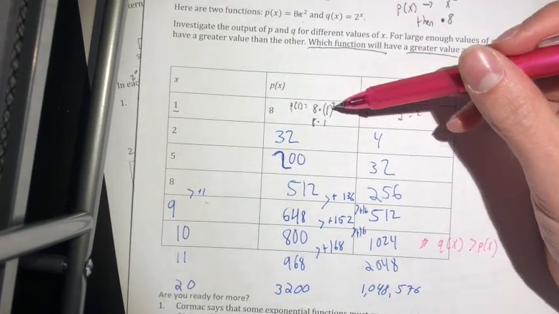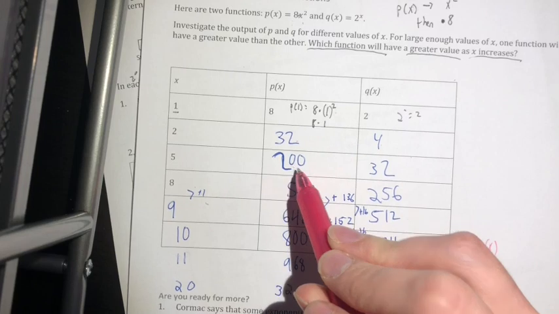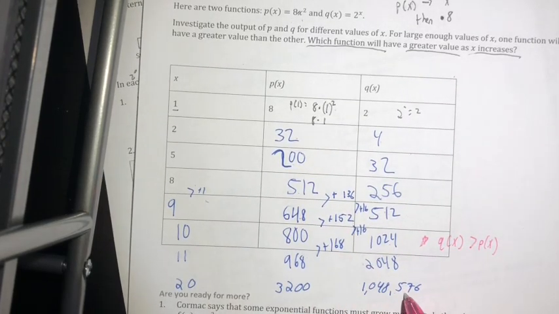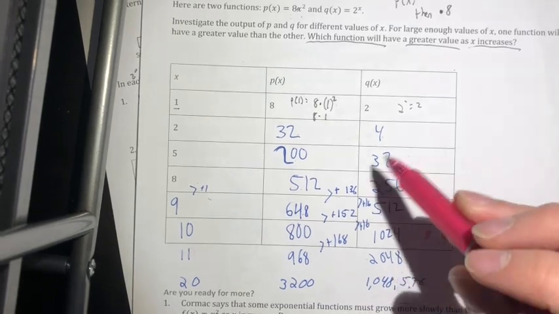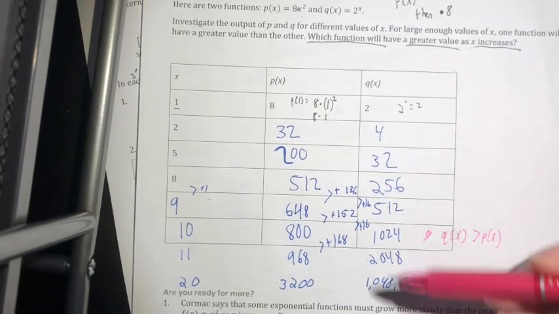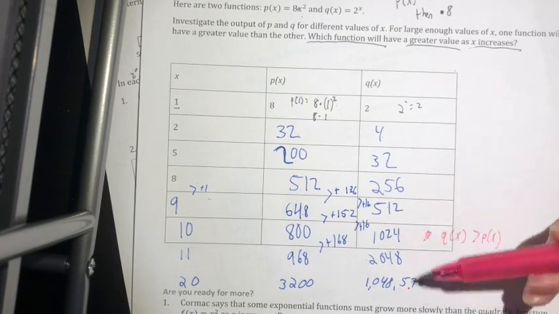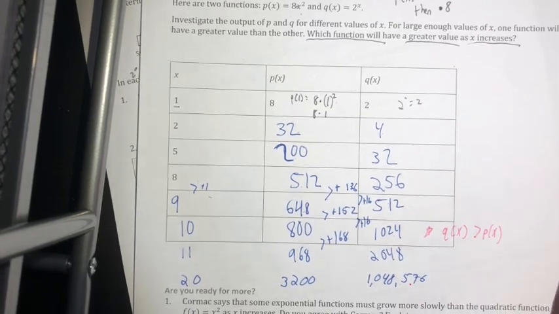So over here, it looks like p of x is greater, p of x is greater, greater, less. And oh my goodness, way less, right? So once you get up here, q of x is starting to really explode. All right, this exponential growth, things really start to double. Like people, like this starts to be really significant.